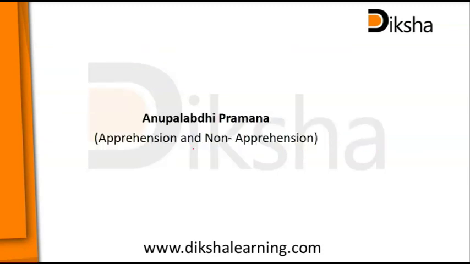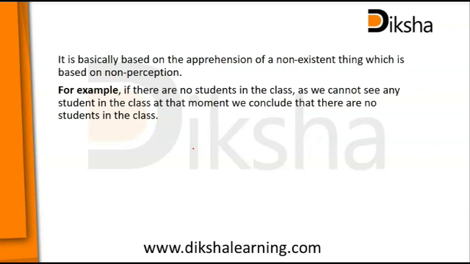And the next one is the fifth pramana, that is Anupalabdhi Pramana. It's also known as apprehension and non-apprehension. For example, basically it is based on the apprehension of a non-existing thing which is based on non-perception. Very simply, if we don't perceive something, we say that thing doesn't happen.